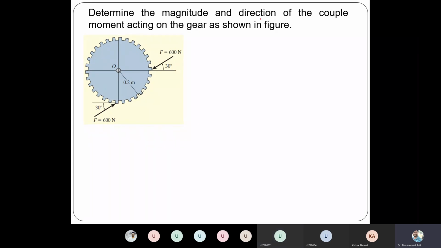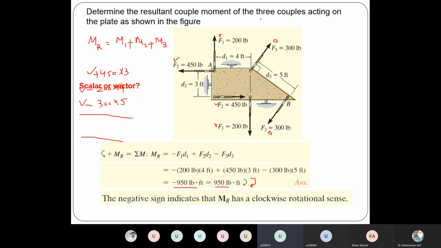Determine the magnitude. Sir, is this resultant moment a scalar or a vector? This is a scalar, because this is 2D. In 2D we use the scalar notation. For 3 dimensions we use the vector notation, meaning we have the magnitude as well as the direction. If we calculate in 3 dimensions, then we need each component, in terms of i, j, and k. You got the point? Yes sir, thank you.